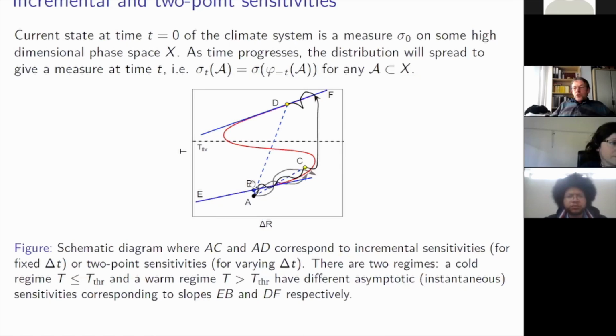Maybe the more usual notion of a climate sensitivity would be to take your point A and look at the closest point on your model, on your lower dimensional model. So here's B, and then we look at the response of the system to infinitesimal perturbations. That would give us the line, for example, EB, the slope of which will give you an instantaneous notion of sensitivity for this same point A.